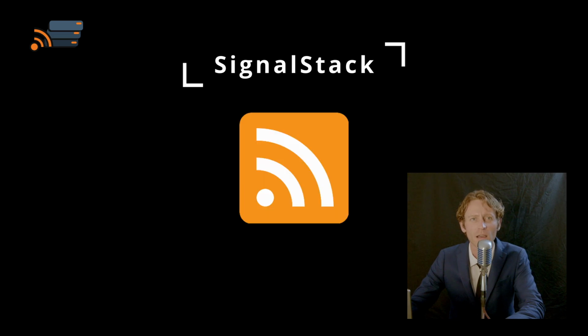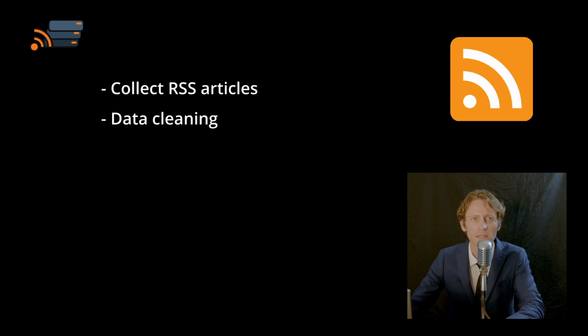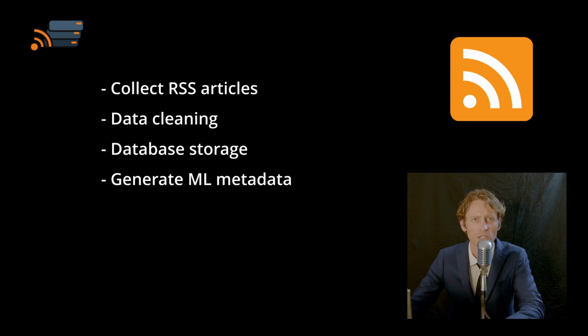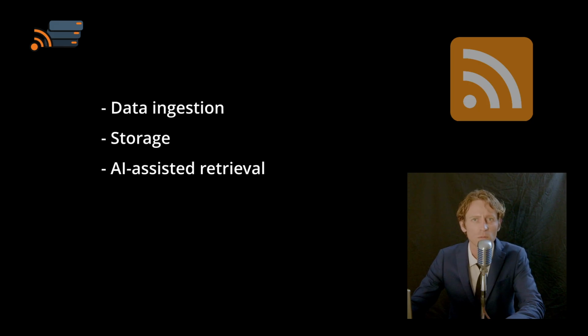documentation. At a high level, SignalStack collects articles from RSS news feeds, cleans and enriches the data, stores it in a Postgres database, generates machine learning metadata, creates semantic embeddings, and exposes the system through a FastAPI backend and a lightweight front-end dashboard. The goal of this project is to show a complete, cohesive engineering workflow, from data ingestion to storage to AI-assisted retrieval to documentation and to a working demo interface.